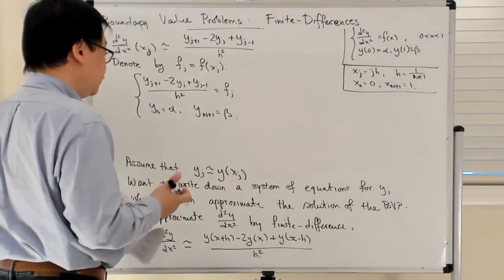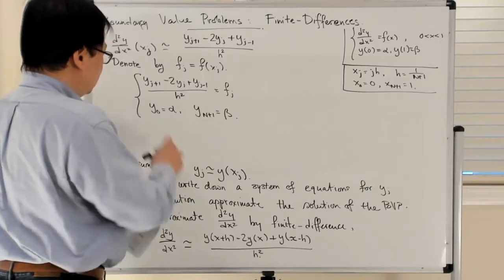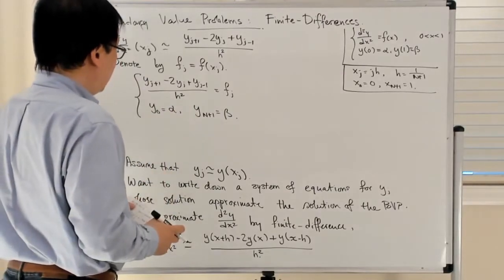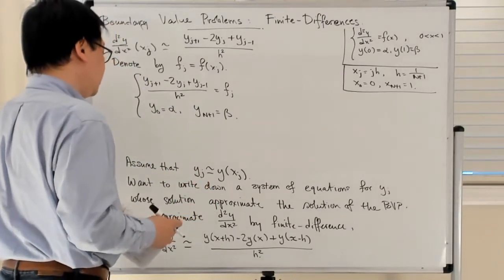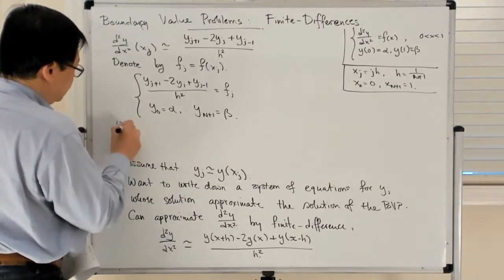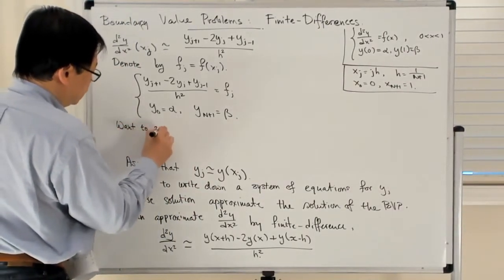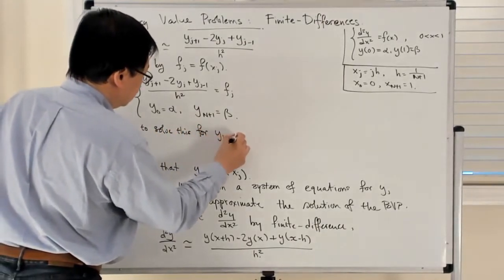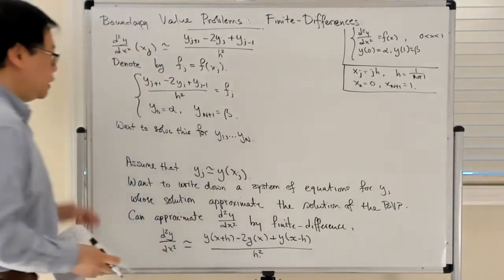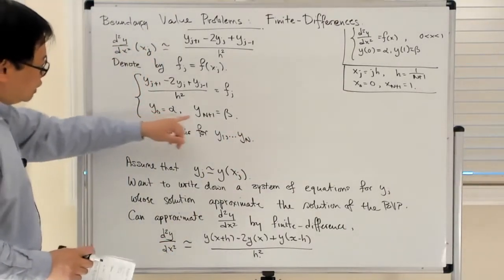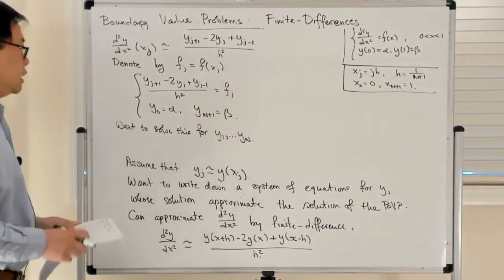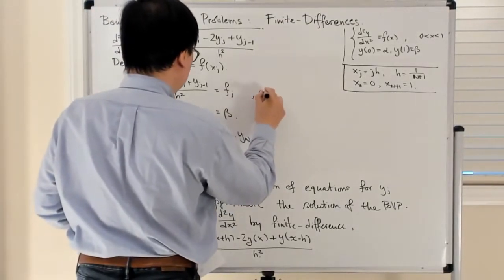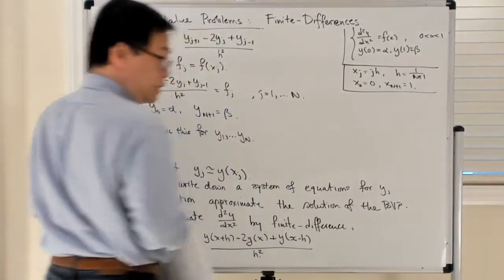And if you could solve this, you've already prescribed y0 and yn plus 1, so you really need to solve this for y1 all the way up to yn. So we wanted to solve this for y1 to yn. And so you might ask, well, how did the boundary conditions come in? The way to see this is, if you look at this equation, you want this equation to hold for j equal to 1 to n.